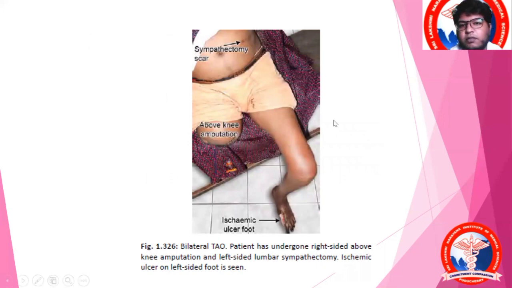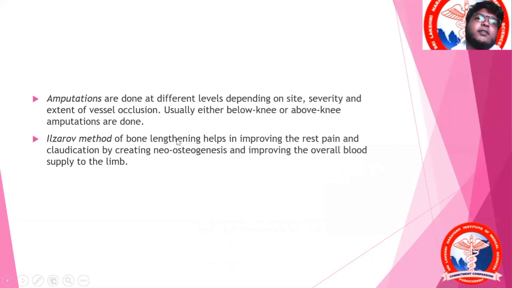This is a patient who has had a sympathectomy. The patient has undergone a right-sided above-knee amputation and left-sided lumbar sympathectomy. An ischemic ulcer on the left foot is also seen here. Amputations are done at different levels depending on site, severity, and the extent of vessel occlusion. Usually either below-knee or above-knee amputations are done.